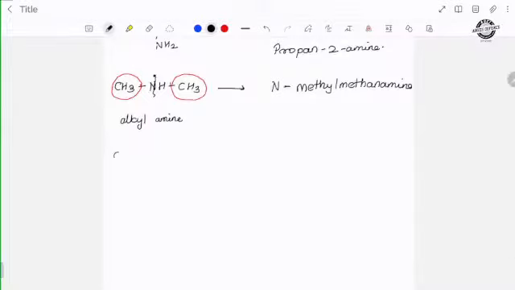For example, CH3CH2NHCH3. In this part, what will you choose? You have to always remember, you have to write N.